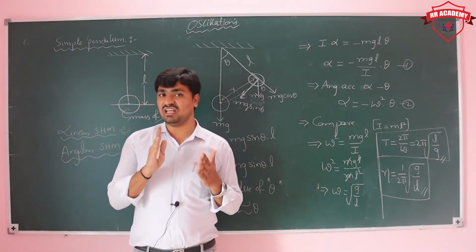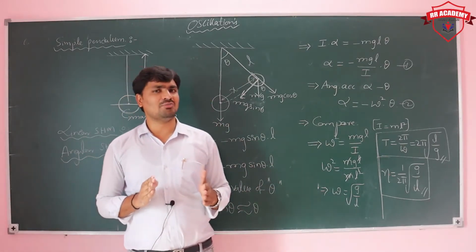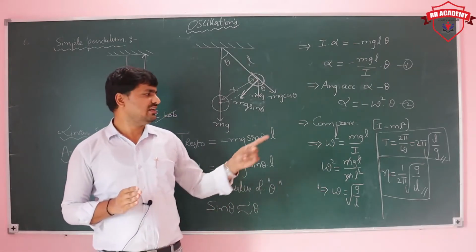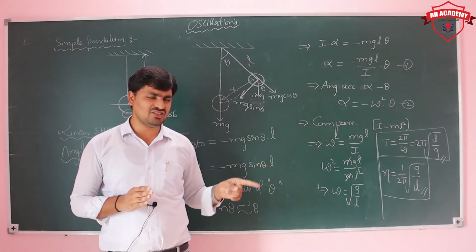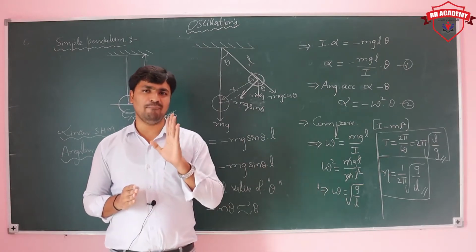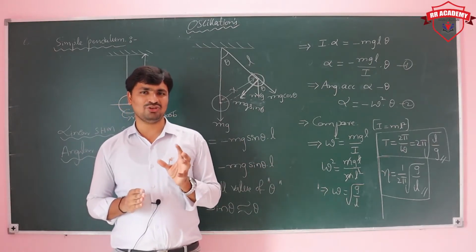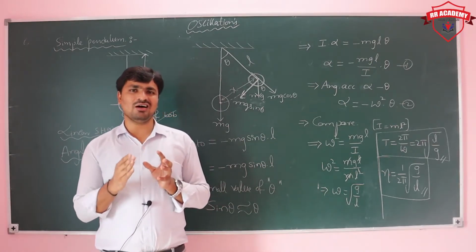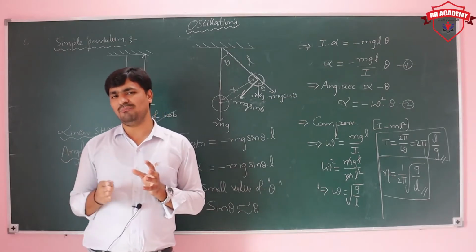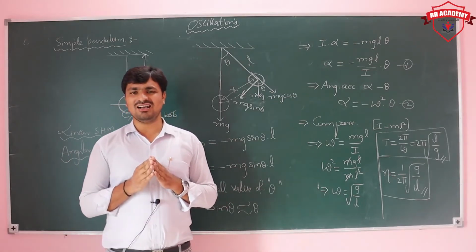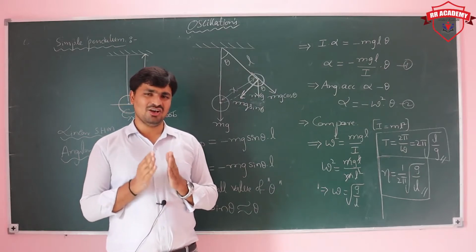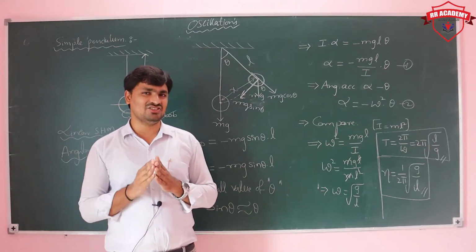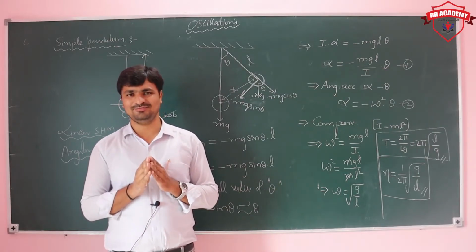One more very important thing: the time period of simple harmonic motion is 2 pi into under root L by g for smaller amplitudes. If the amplitudes are larger, this is asked in JEE Advanced. So we will discuss that in the JEE Advanced session again.